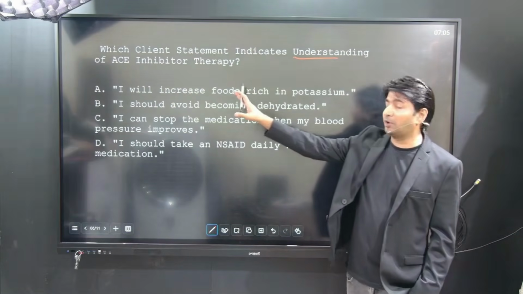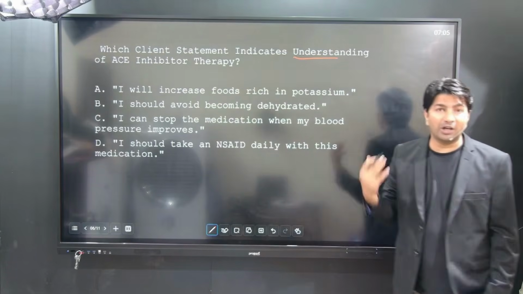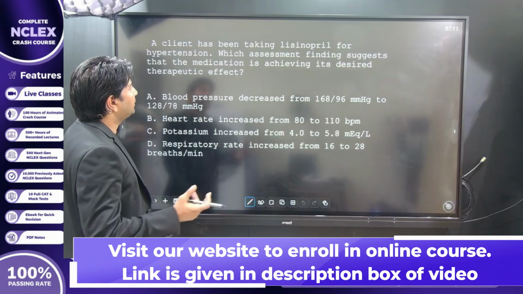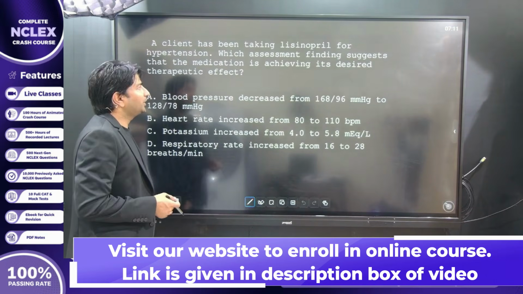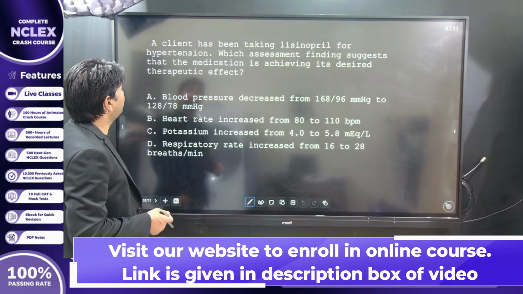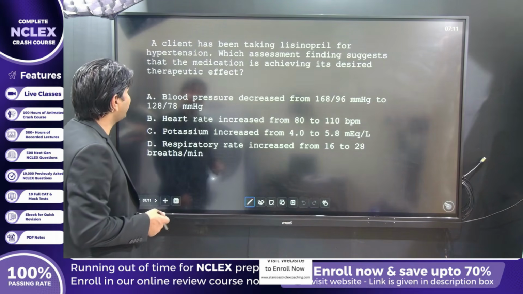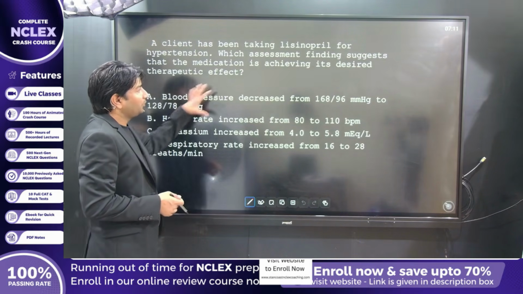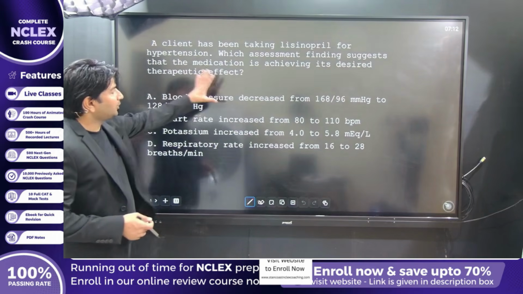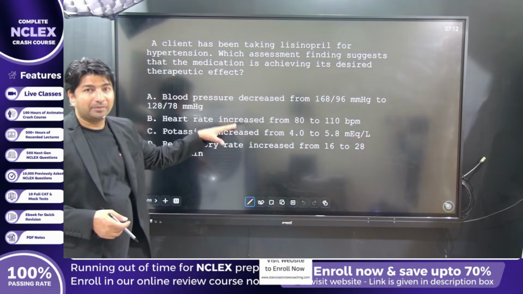ACE inhibitors work on the RAS system, reducing aldosterone production. The client has been taking Lisinopril for hypertension. Lisinopril, again, is an angiotensin converting enzyme inhibitor for hypertension. Which assessment findings suggest that the medication is achieving its desired therapeutic effect? So we have to determine if we can say the medication is working properly. Lisinopril is given to reduce hypertension.